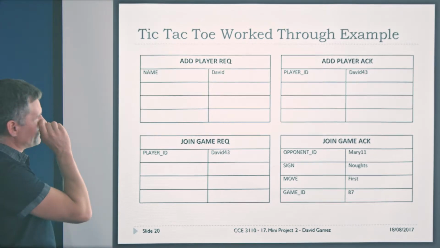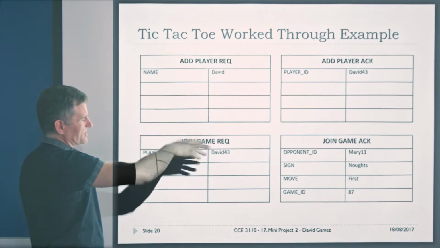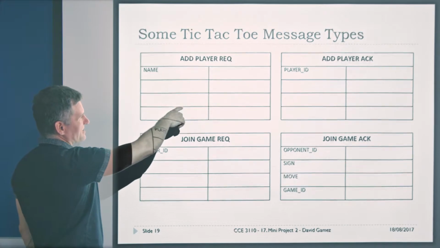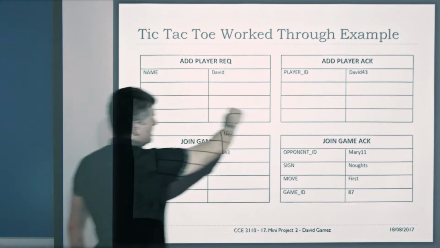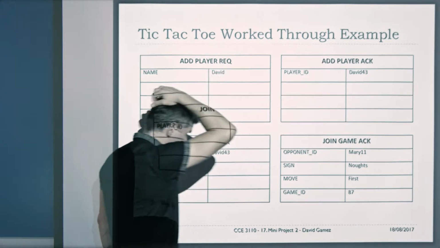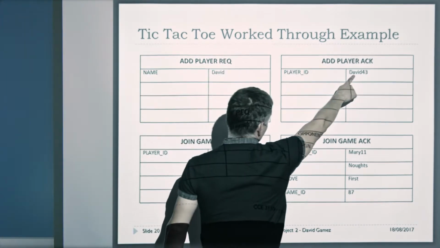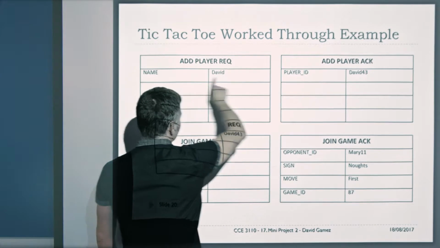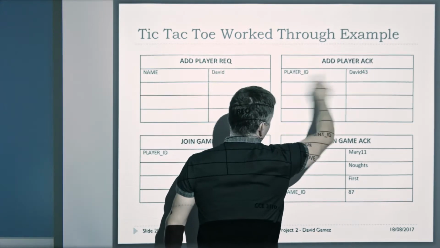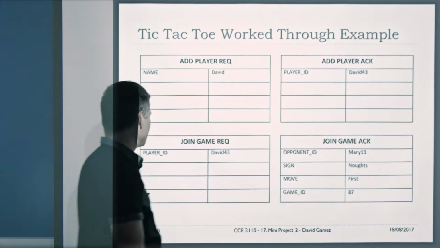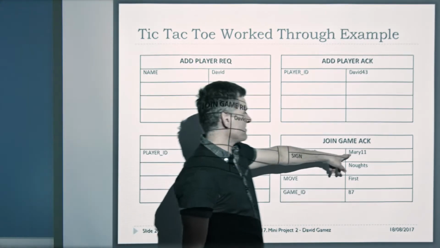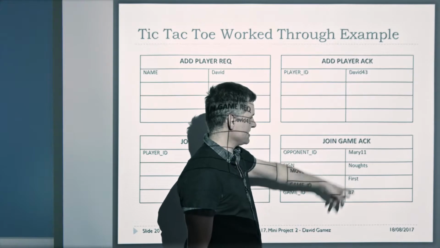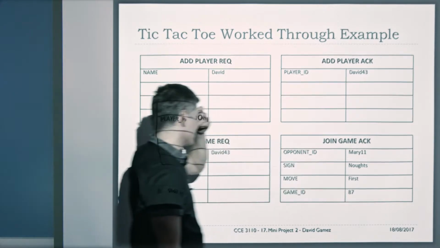And then a worked example. This initialization stage would be just the same messages, but with the data in as well. So we'd have an add player request, and then we'd have an add player acknowledgement passing back. So this would say the player name here, and this would pass back like David 43 as my player ID. And then I say I want to join the game, and then I get back my opponent's ID, Mary 11, let's say, sign noughts, move first, 87, whatever.